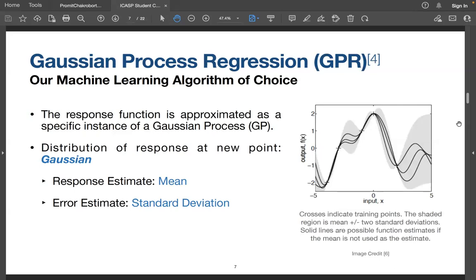In this algorithm, we basically approximate the response function as the specific instance of a Gaussian process, where the data is used to train what is the best fit Gaussian process for the given function. Under this assumption, at any new point, we basically get a distribution of possible responses, and this distribution is Gaussian. By convention, we use the mean of the distribution as the estimate of the response, and we use the standard deviation of the distribution to estimate the error in the response that we predict.